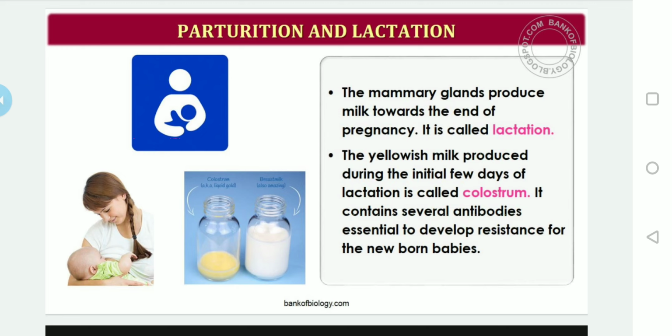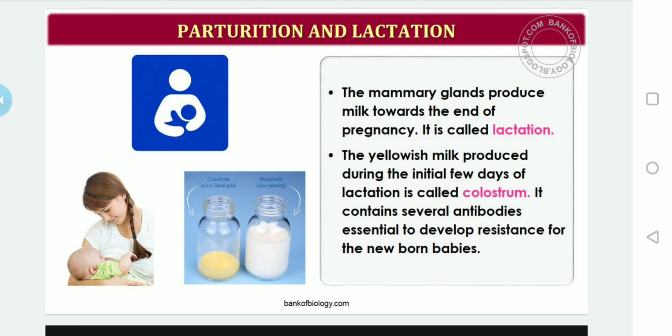That's what I said: if there is no natural parturition, there will be no further signaling. That's why hormones are generally used artificially to stimulate lactation. So how does the colostrum help the babies? The milk produced during the initial few days of lactation is called colostrum. It is generally yellow in color. It contains several antibodies. Absolutely, it is essential to develop resistance against diseases for the newborn baby.